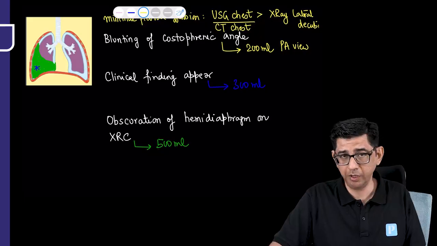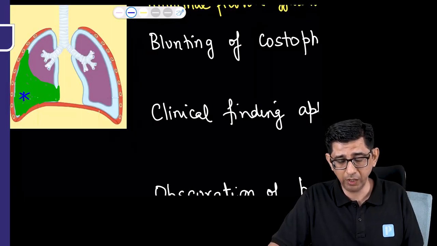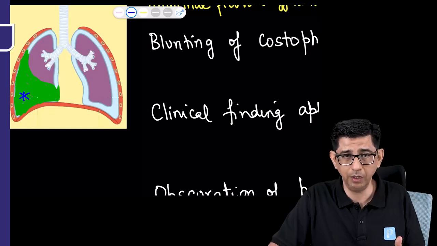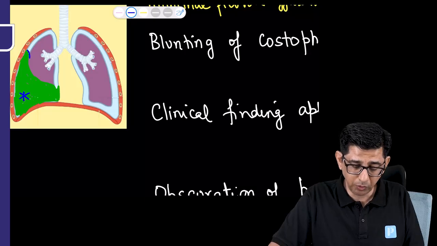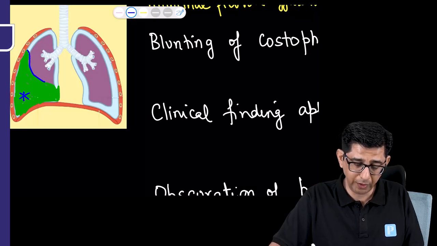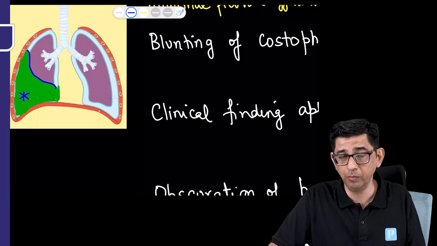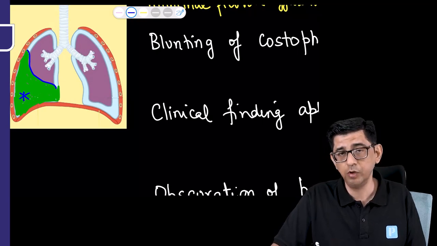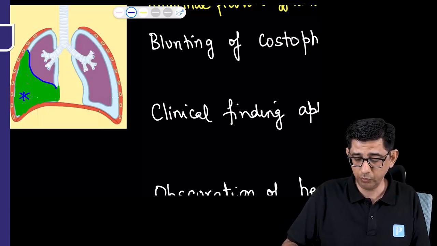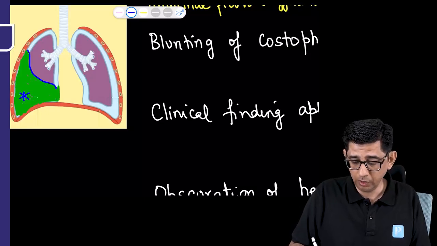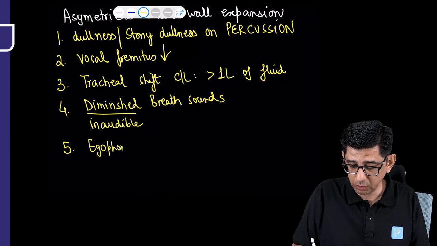If you're going to be auscultating over the green area, that's where you would have breath sounds which are inaudible, or diminished in intensity. But at the upper level of the fluid, where I'm putting the blue marker at the moment, if you auscultate, you will get a finding which you also read in the topic of pneumonia, that is called egophony.